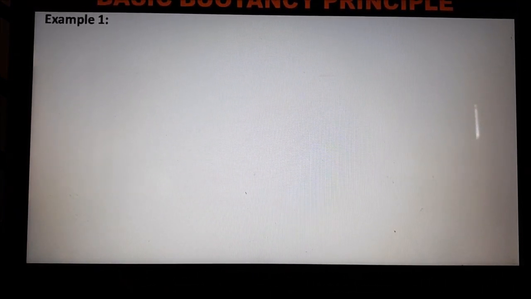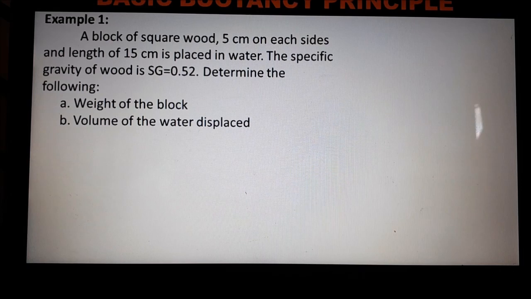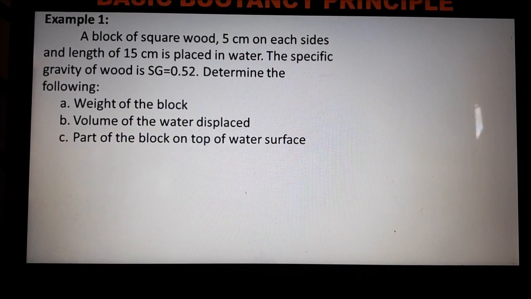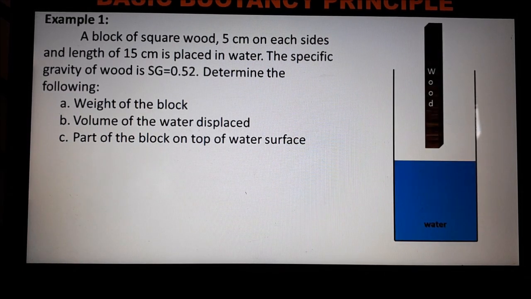And now, let's try to discuss sample problems. Say for example, we have a block of square wood, 5 cm on each side and a length of 15 cm, placed in water. The specific gravity of wood is 0.52. We have to determine the following. First, the weight of the block. Second, the volume of the water displaced. Third, the part of the block on top of the water surface. And this is the illustration.